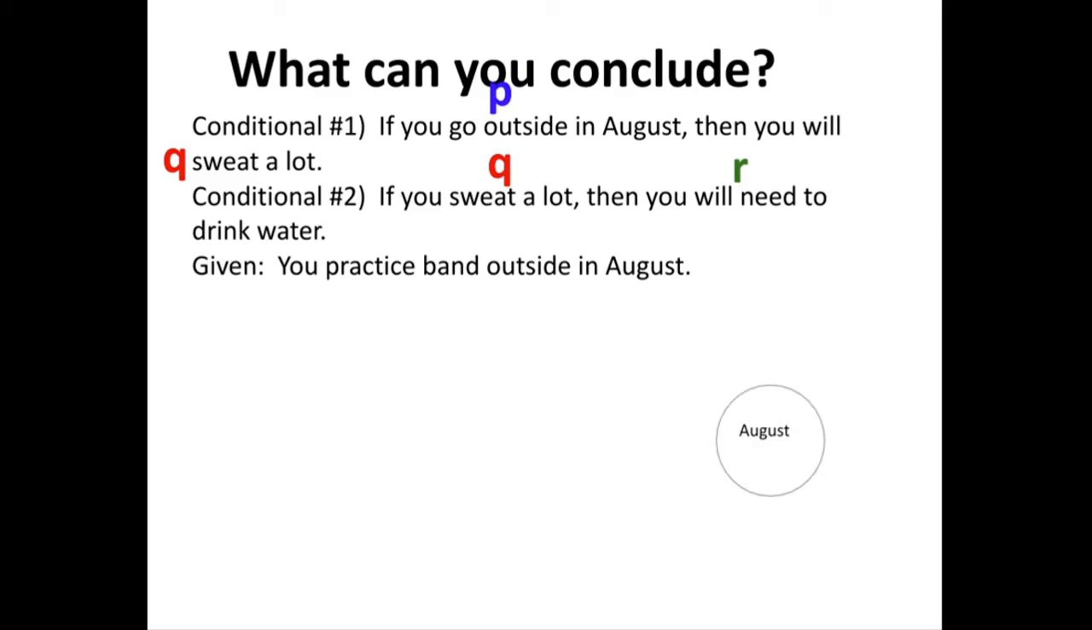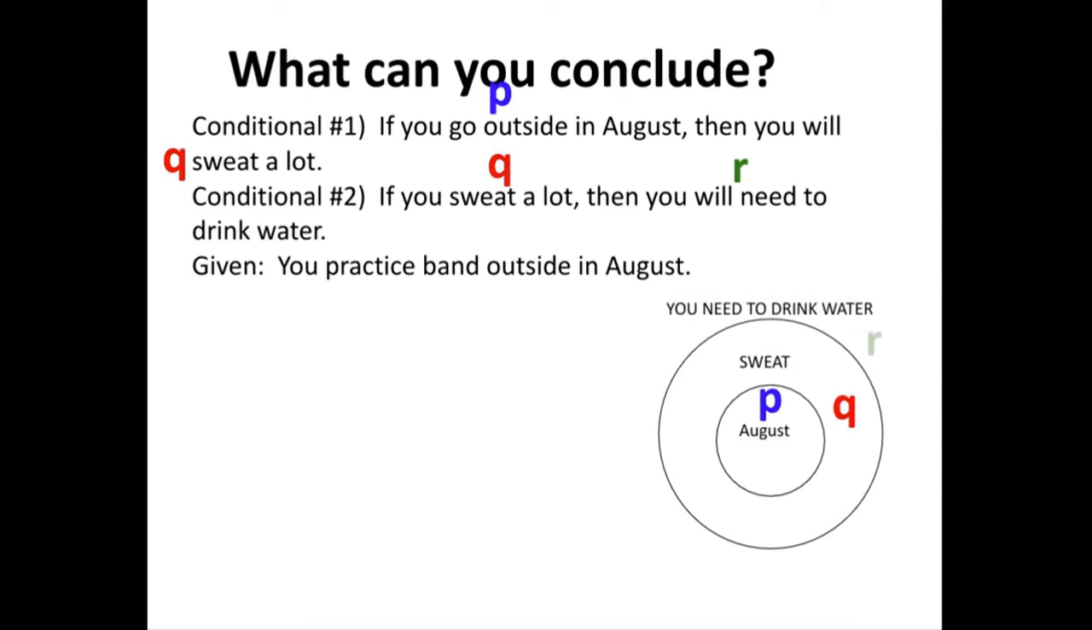I'm going to set up my little diagram. I know that the hypothesis of my original conditional, which is my innermost circle, is practicing band outside in August. That's my statement P. Sweating a lot is basically the middle part, because the middle part is the conclusion of the first part but the hypothesis of the second part. So that's my statement Q. And then my statement R is I need to drink water.